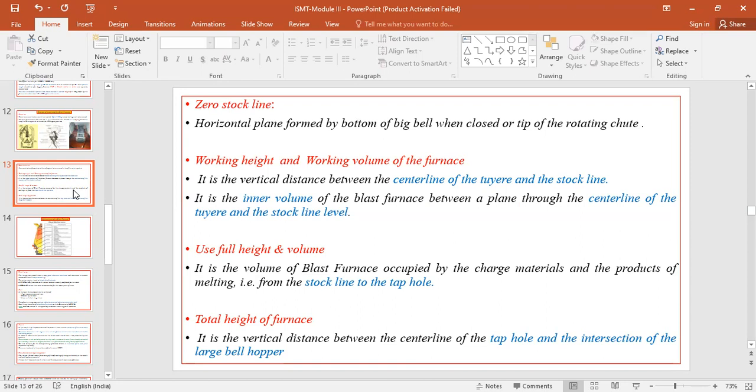I'll stop it here. In the next class, we will discuss the various kinds of refractory bricks which we use at different parts of the furnace.